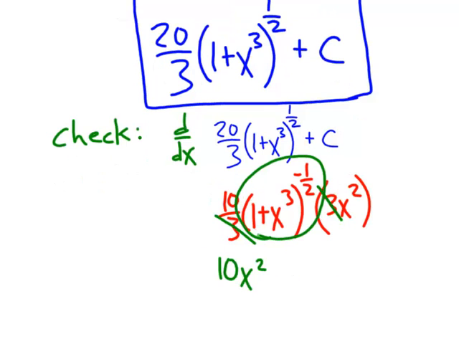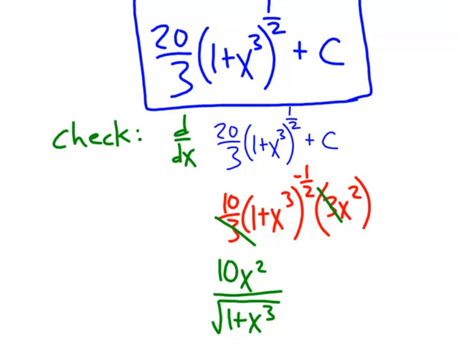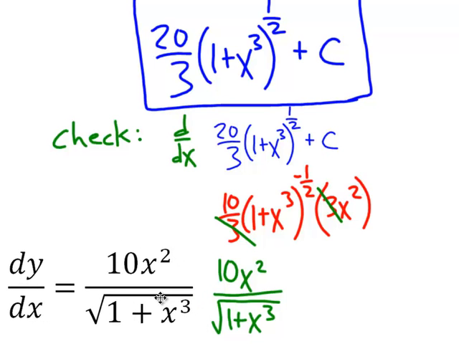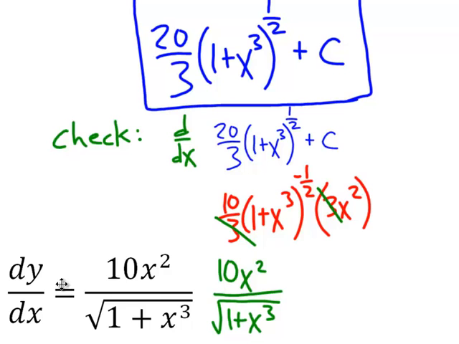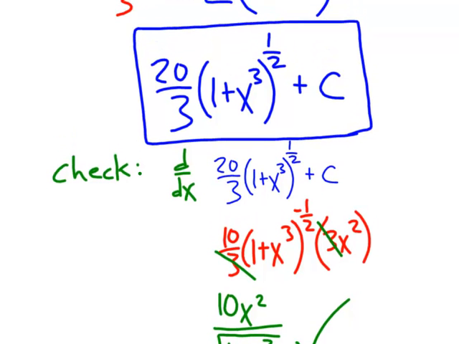And this 1 plus x cubed to the negative 1/2 power, that's the same as 1 plus x cubed to the 1/2 power in the denominator, or if you prefer, square root of 1 plus x cubed. And we see that that does exactly match the original problem that we started with. So, check. We've got our correct answer in the box there. All right, let's go on to our last exercise.